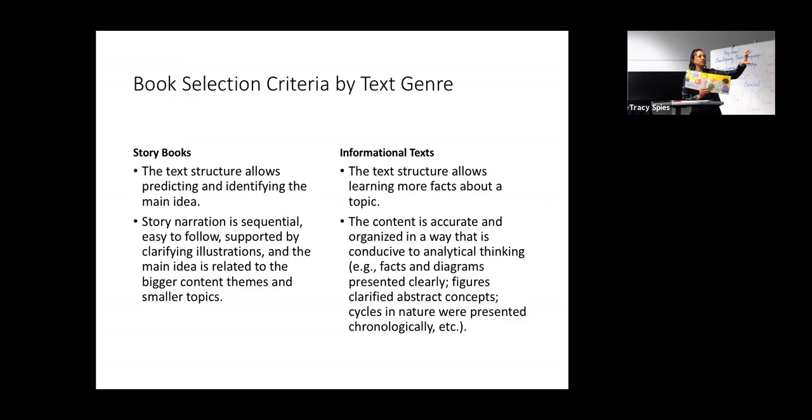Are there any criteria here that perhaps you use now? Are you doing any of this now? If you're not, that's fine. We may not intentionally, may not have explicitly thought of it, but the text structure allows learning more facts about the topic, because we're choosing books about our topic to help them learn more. So here are some tips for you to explicitly think about when you're teaching text.